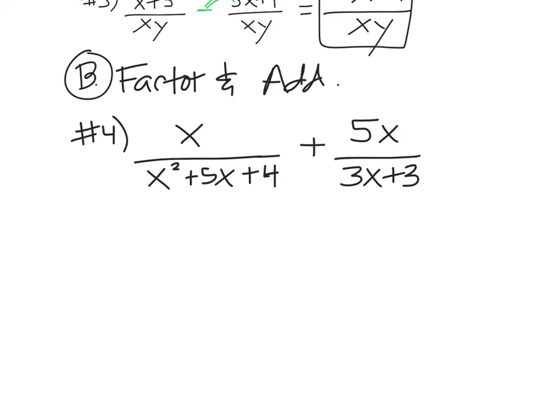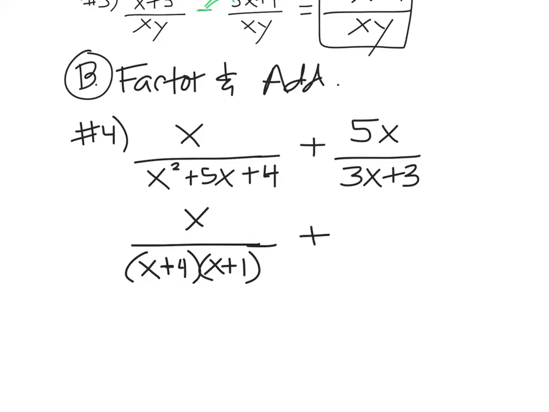So your first step to doing these, just like multiplying and dividing, you need to factor them first, okay? So let's go ahead and factor each of these. So you have x over, and you guys are getting really good with your factoring skills. What times what's 4 adds up to 5? 4 and 1. Good. X plus 4 and x plus 1. And then over here, what can I factor? Factor out a 3. And you're left with x plus 1.